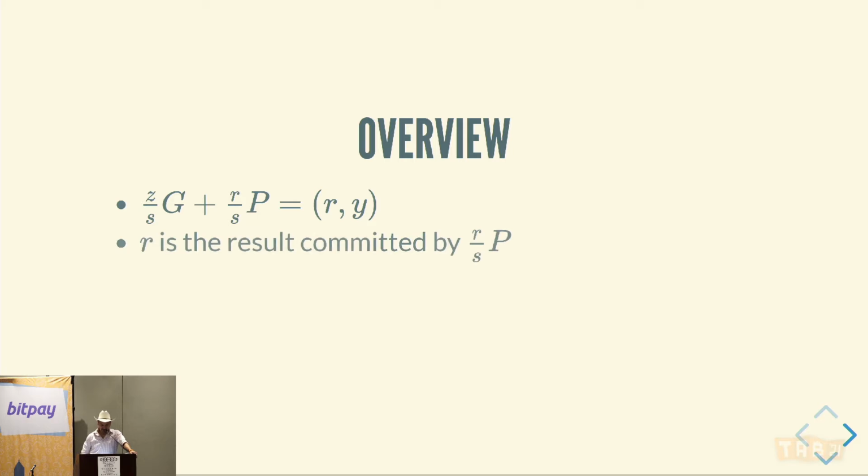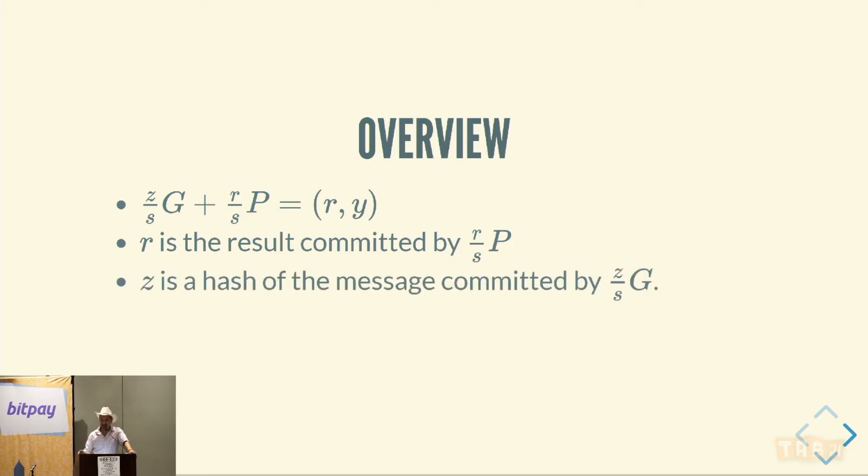All right, but r is the result committed by (r/s)P. So you're committing to the result that you're going to get. You evaluate the left side of the equation and you're expecting little r to come up, but that little r also shows up right before P. So you commit to the target that you're going to hit. You're committing to the result that you're going to get by putting it into that equation.